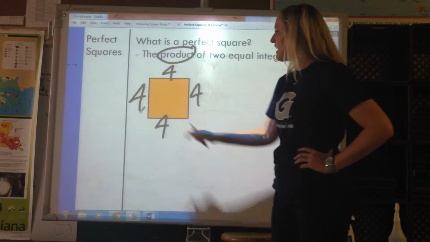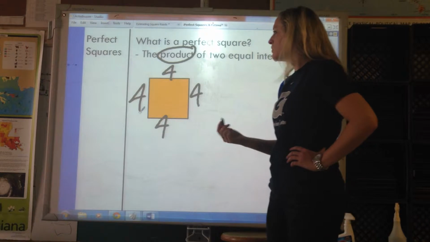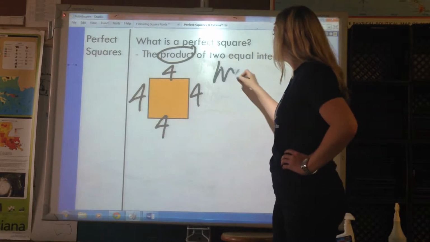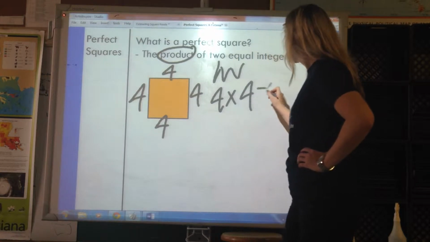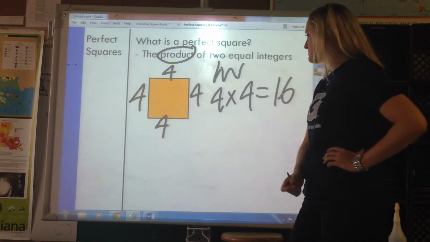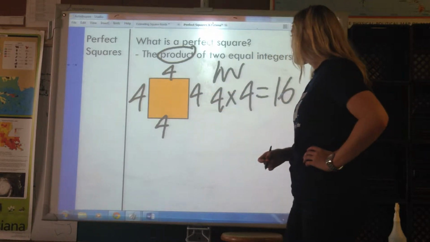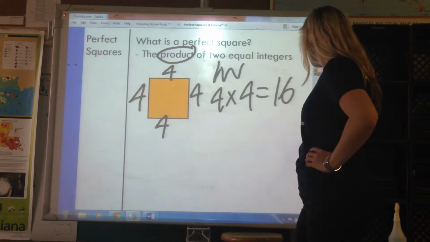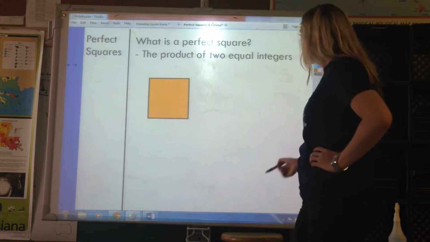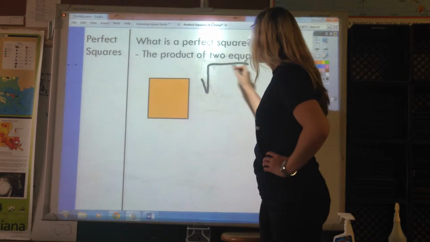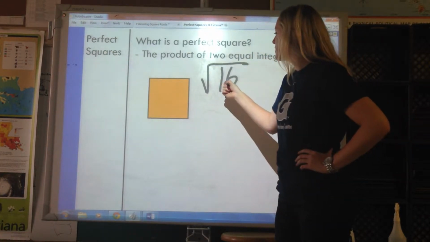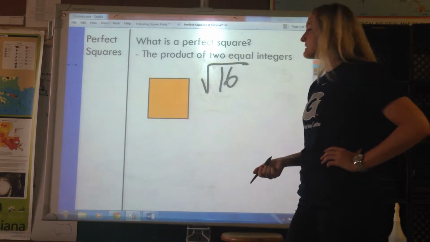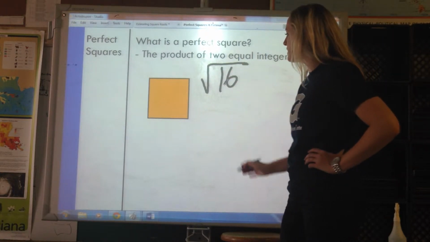If I wanted to find the area of this shape, I know, super easy, length times width. 4 times 4, 16. So that's going to give me my area. So if I wanted to figure out what the square root of 16 was, I would think to myself, what multiplied by itself will give me 16?